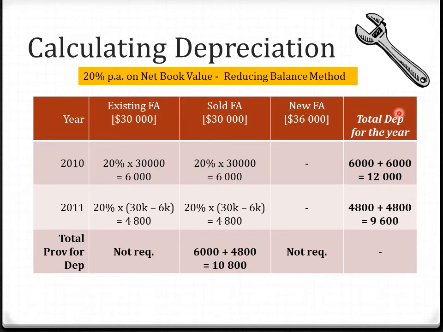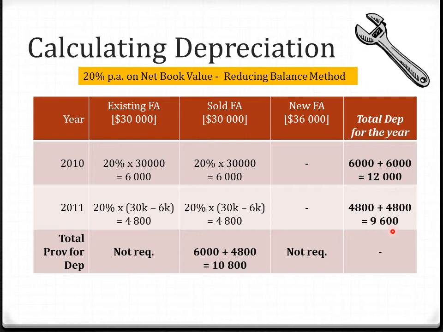Now, if you sum up from here, you read horizontally this way. You actually realize that we are talking about the total depreciation for the year. How did I get 12K? I take 6K plus 6K. This is my total depreciation expense for the year 2010. Then you read this way, it is the total depreciation expense for the year 2011. So 4008 plus 4008 equals 9006. Clear? All right. Then we move on.